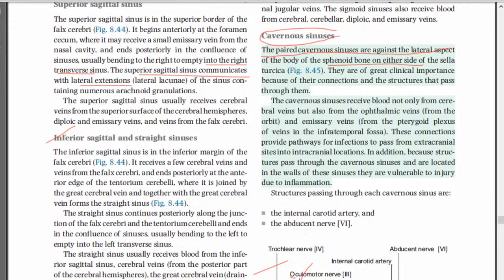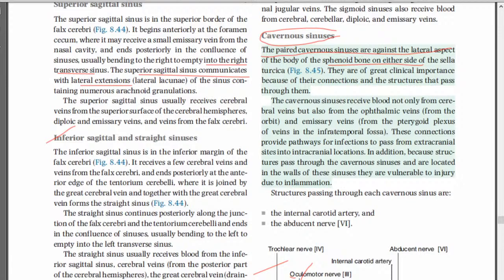The structures passing through the sinus are very important: the internal carotid artery, with a plexus of sympathetic nerves and veins, and the abducens nerve. In the lateral wall, from above downward, there are the oculomotor nerve, trochlear nerve, ophthalmic nerve, maxillary nerve, and trigeminal ganglion. The mandibular nerve is below it.